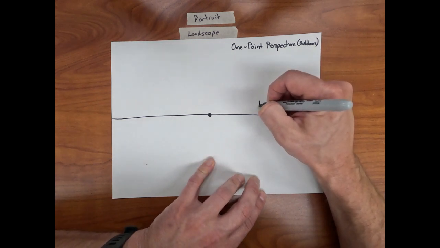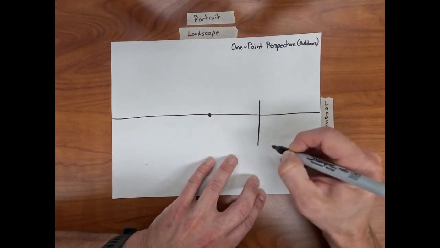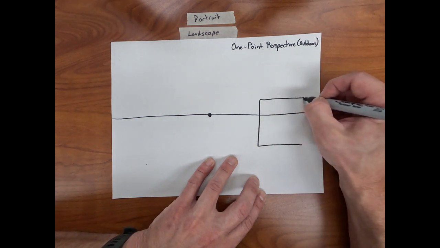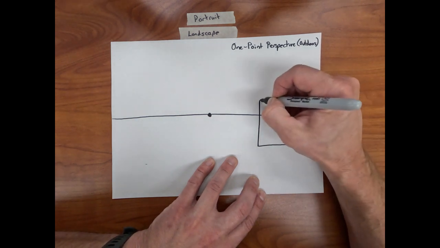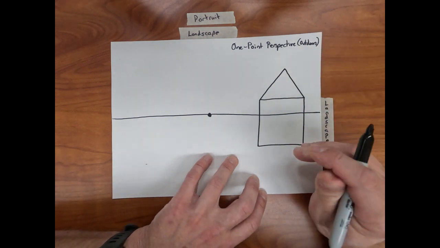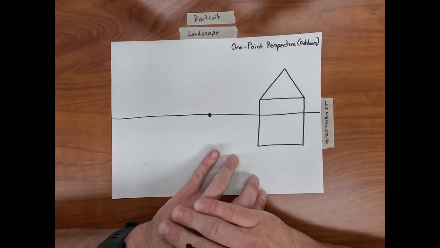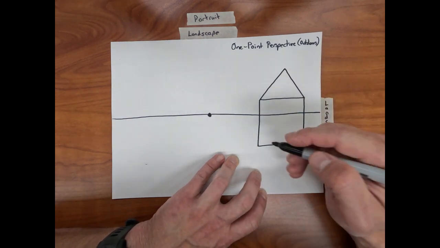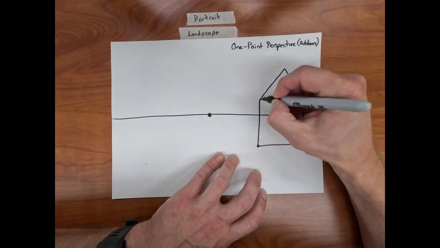So I'm going to start with a house facing us. I'm going to use the quintessential square and triangle. Just like I mentioned before, we've started by drawing our shapes. Step 2 is finding our corners.